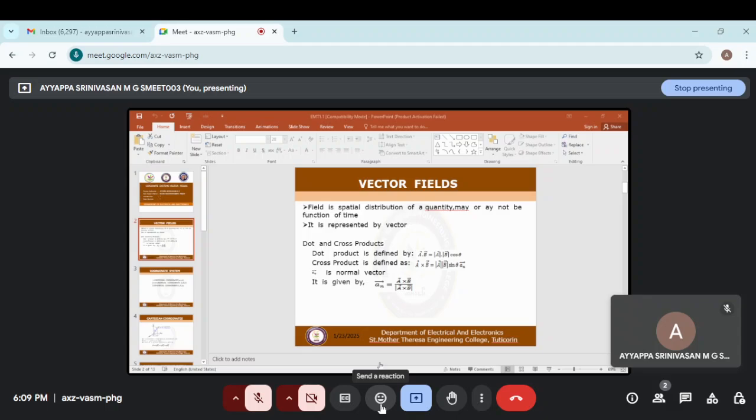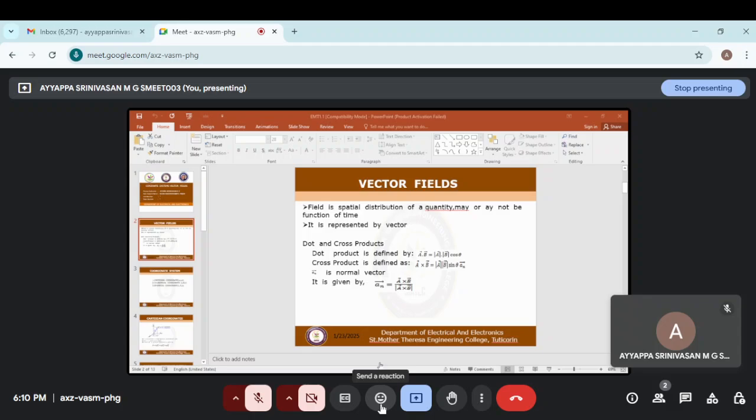there is a field called vector field, which is a spatial distribution of a quantity that may or may not be a function of time. That is, the electric field or magnetic field, whatever it may be, is distributed in space, but it may not be a function of time. Hope you might have studied circuit theory, where DC is not varying with time. So a DC field is not a function of time, but an AC field is a function of time. So a vector may be DC or AC, and it may or may not be represented as a function of time.